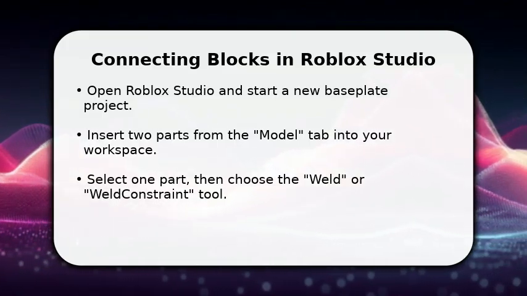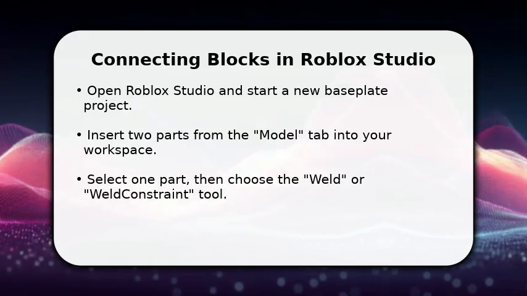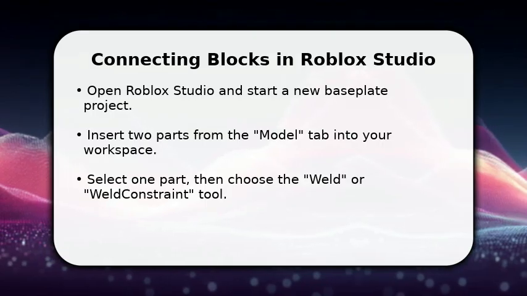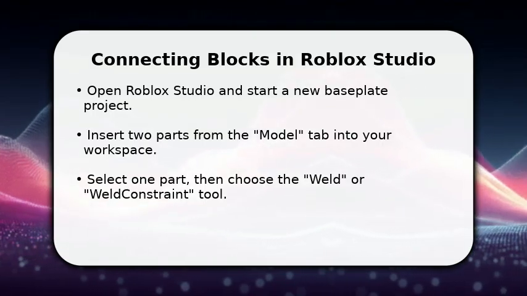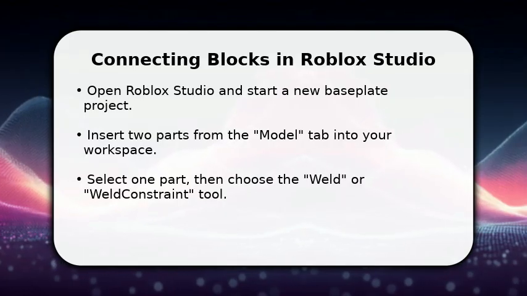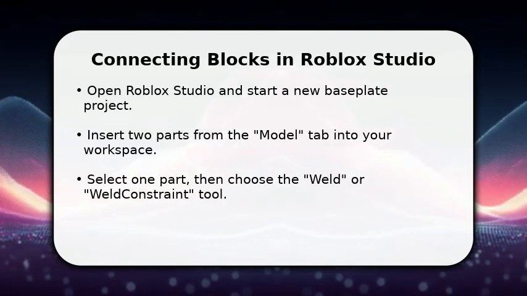Select one part, then choose the Weld or Weld Constraint tool. Finally, click the first part, then click the second part to connect them. This creates a basic, stable connection between your objects.